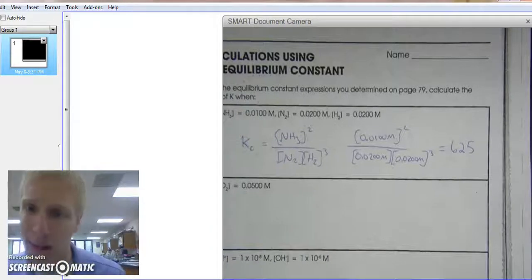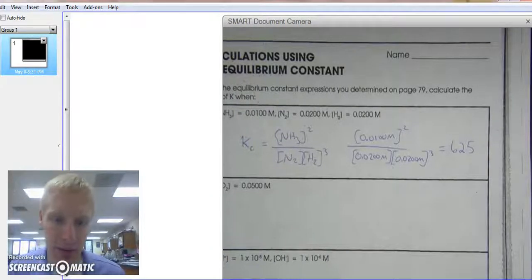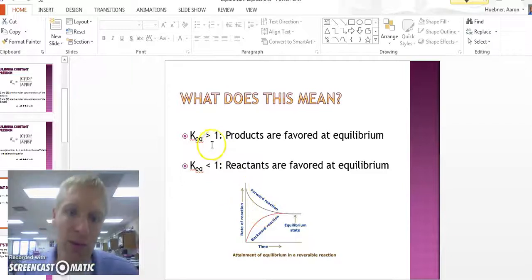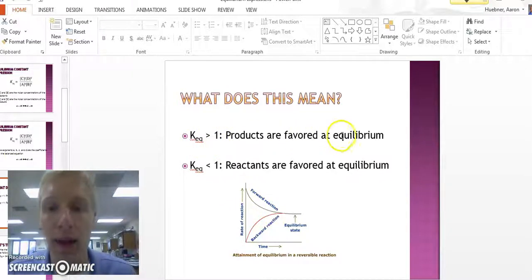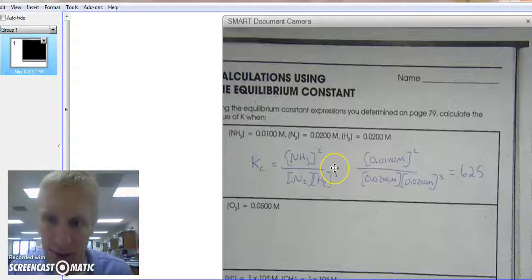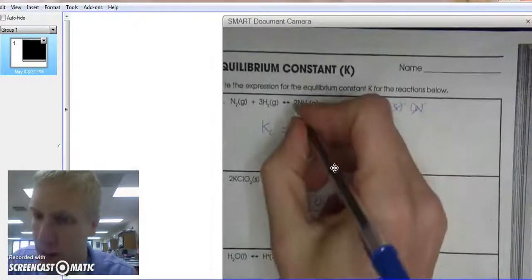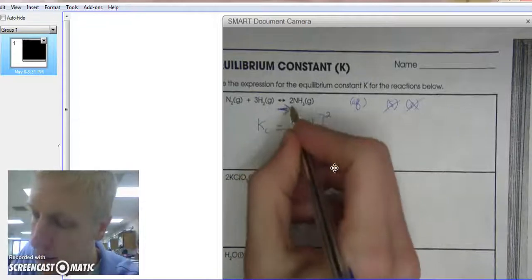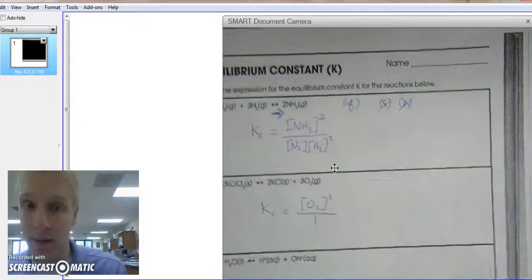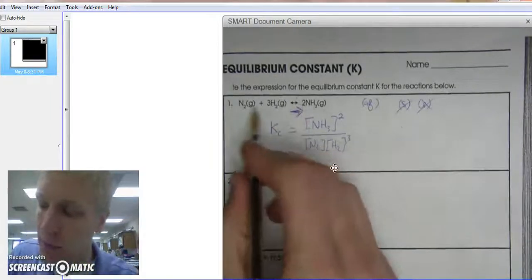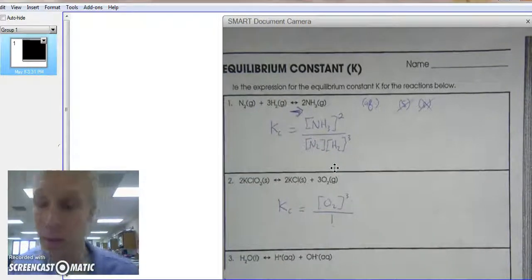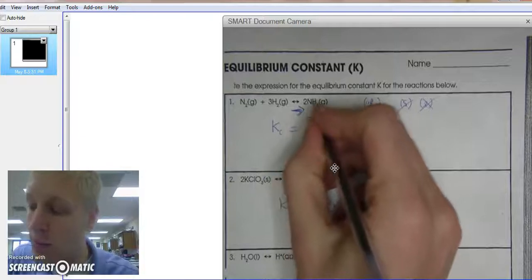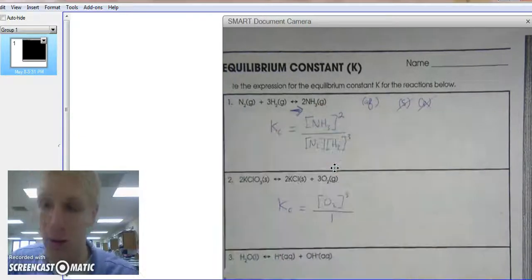So what does that number mean? Basically, important to know, right here we've got Keq. When it's greater than 1, products are favored. So what's happening is, well, going back, I have 625, so my products right here are being favored, meaning I have more products being formed than the reactants being reformed from the product. So I'm going to be producing way more NH3 than I am N2 or H2.